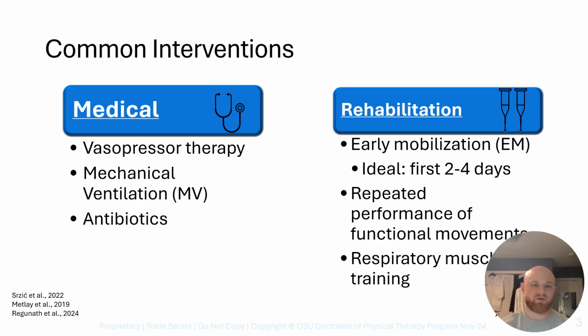So let's take a look at the literature here. On the medical side of things, vasopressor medications are typically used to increase blood pressure. Mechanical ventilation is used to treat respiratory impairments, and antibiotics are used to treat pneumonia.